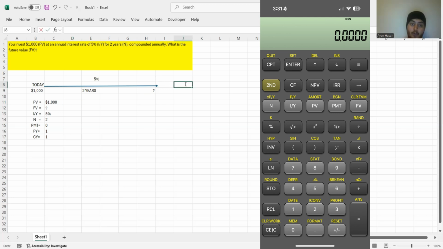One more thing I want you to learn is how to find N. In order to find N, we use the formula N multiplied by PY, which in this question, N is 2 multiplied by PY, which is 1, so it equals 2.